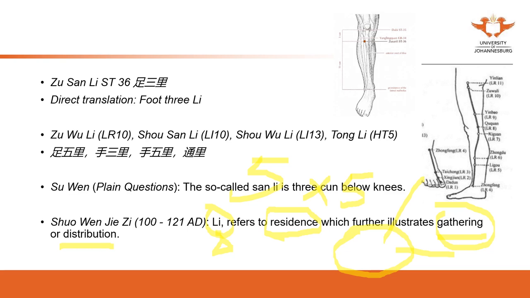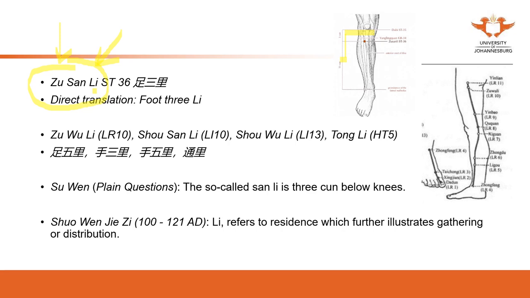So when we understand the meaning of Li, we can go back to the name of Stomach 36, Zu San Li. Zu means the foot. San, as described in the Su Wen, the classic, is three chun below the knee. What does the Li mean? The Li indicates that the qi and blood gather at this point. The qi and blood of the body, more specifically of the stomach meridian, gather at this point, three chun below the knee. So that's the meaning of Zu San Li.